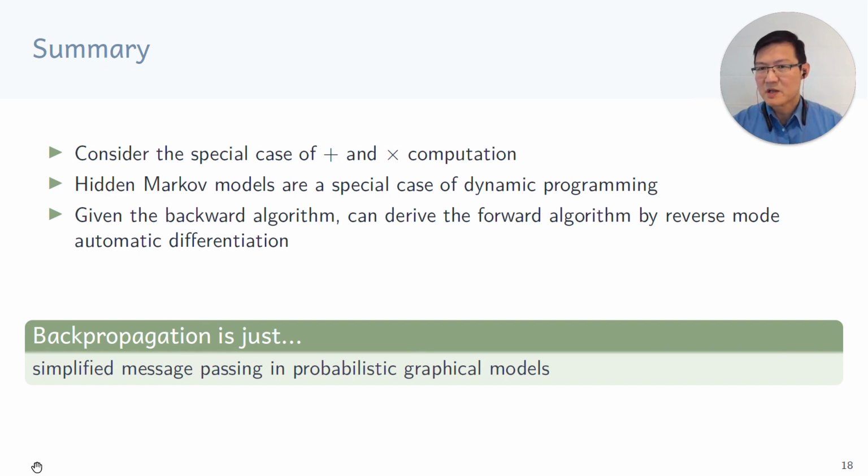In summary, we considered a special case of addition and multiplication computation. This allows us to look at the special case when the adjoint patterns have a nice form. It's worth recalling that hidden Markov models are a special case of more general dynamic programming. And we have seen today that given the backward algorithm, we can derive the forward algorithm by reverse mode automatic differentiation. In summary, backpropagation is just simplified message passing in probabilistic graphical models.